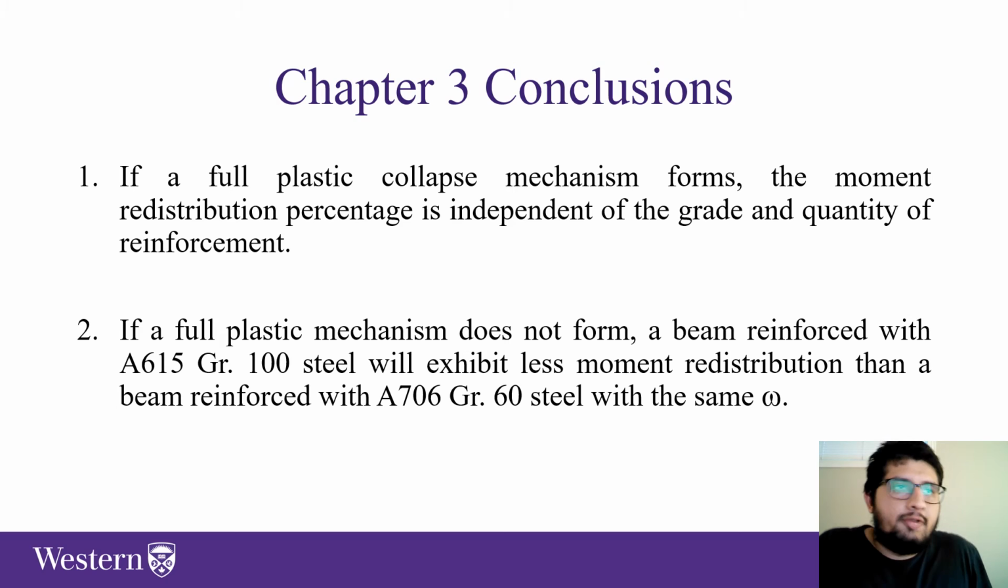So therefore, if a full plastic collapse mechanism forms, the moment redistribution is independent of the steel grade and the quantity of reinforcement. If a full plastic mechanism doesn't form, then a beam reinforced with A615 grade 100 steel will exhibit less moment redistribution than a beam which is reinforced with A706 grade 60 steel with the same mechanical reinforcement ratio.